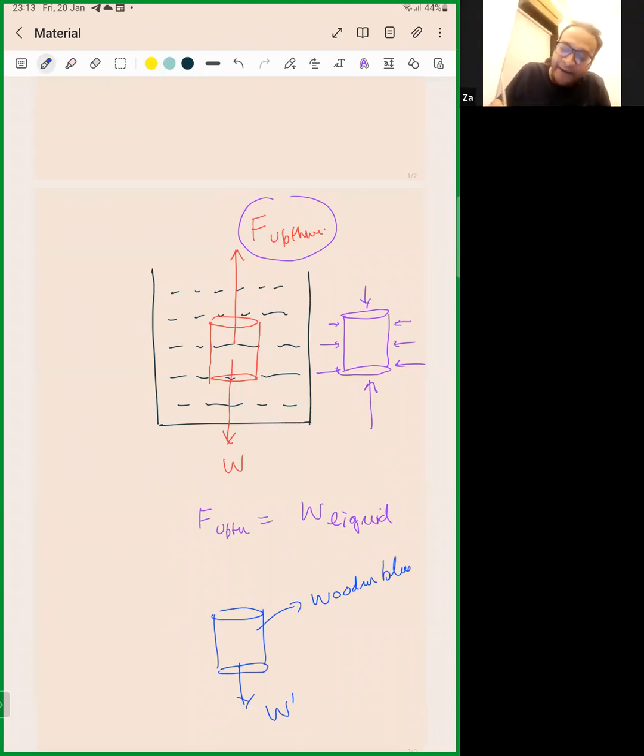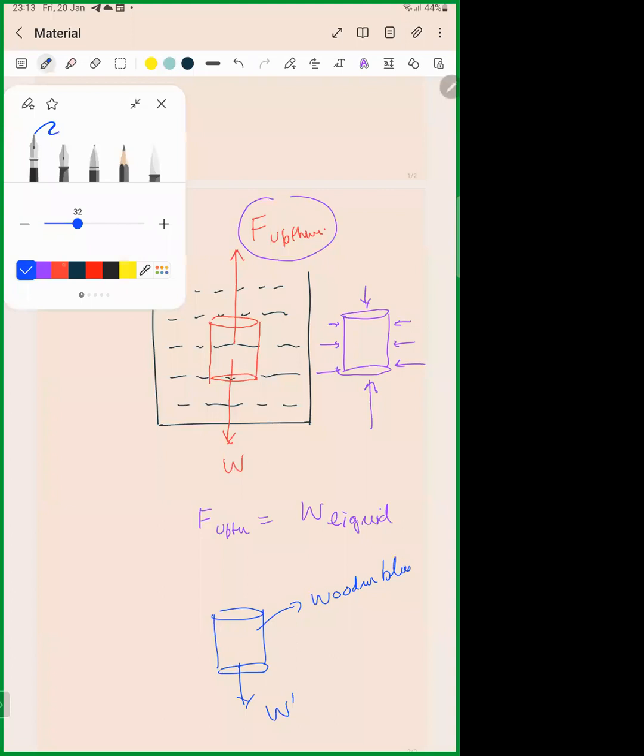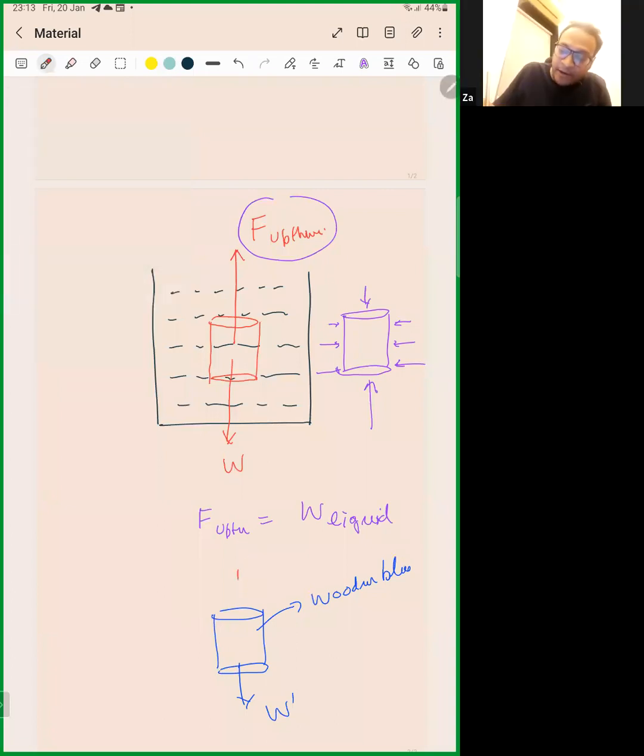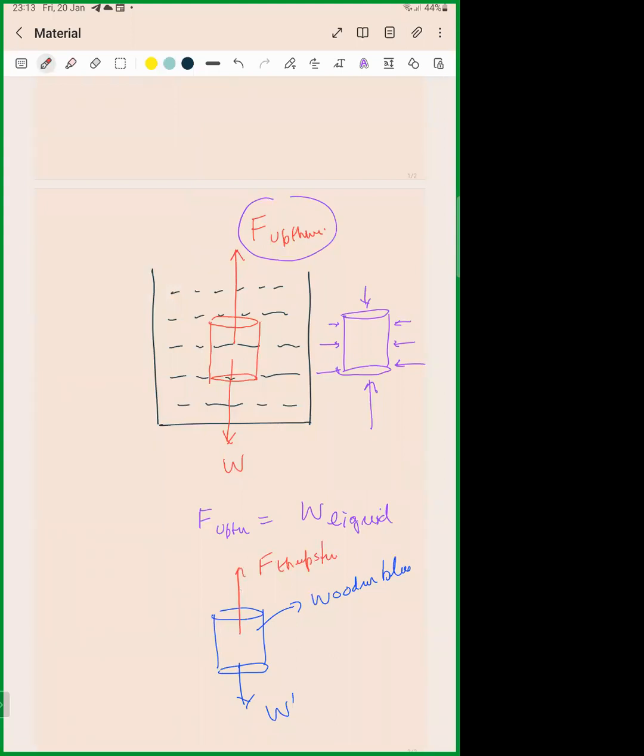Are you getting the idea? The same upthrust was being applied. So if W dash is less than W, then F upthrust will be more than W dash, and this wooden log will come out. This is how things are working.